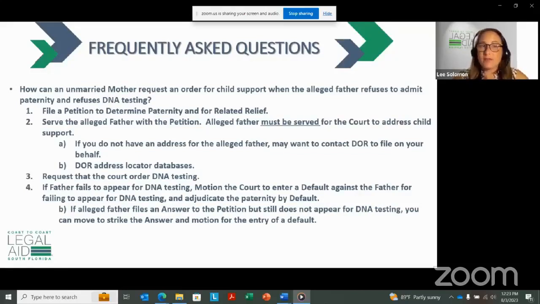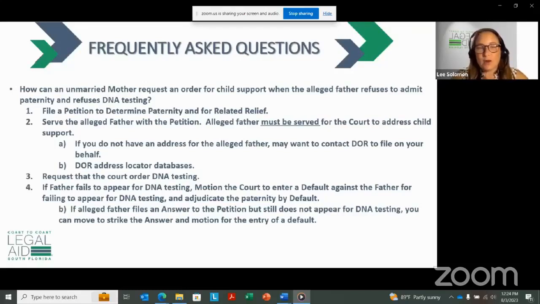And then as part of the petition to determine paternity, you would request that the court order a DNA test. If you have a hearing and the court orders that DNA test, and the father fails to appear for DNA testing, you can then motion the court to enter a default against the father for failing to appear for that DNA testing, and ask them to adjudicate the paternity based on that default.